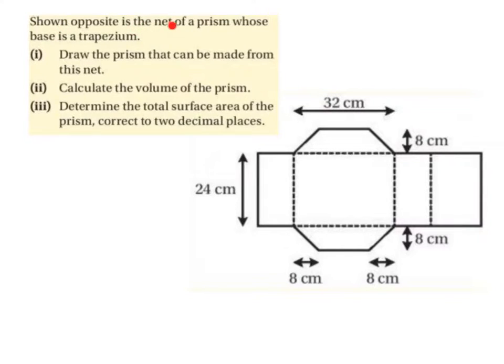Shown opposite is the net of a prism whose base or bottom is a trapezium. Part 1. Draw the prism that can be made from this net. Part 2. Calculate the volume of the prism. And Part 3. Determine the total surface area of the prism corrected to 2 decimal places.